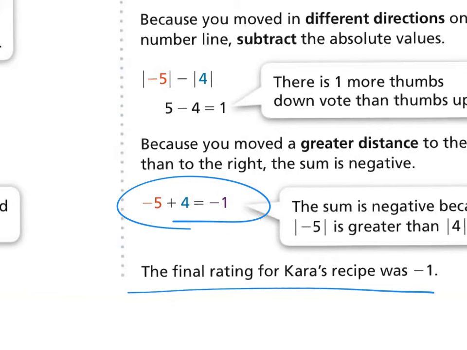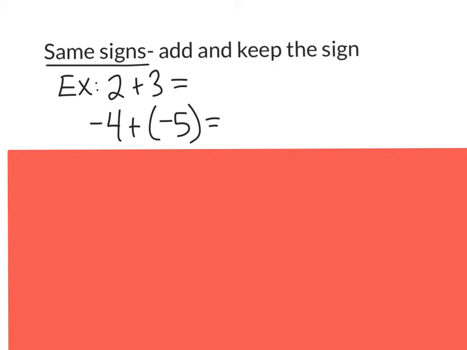So the final rating for her recipe was -1. So here's some rules that we can think about when we're adding integers. If we have the same signs, we are going to add and keep the sign. So we'll look at a couple of examples here.